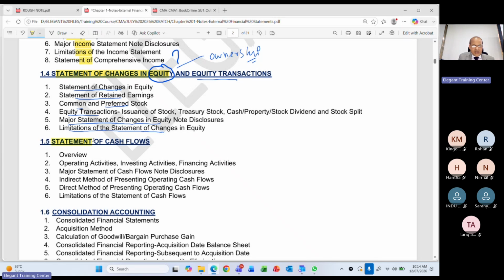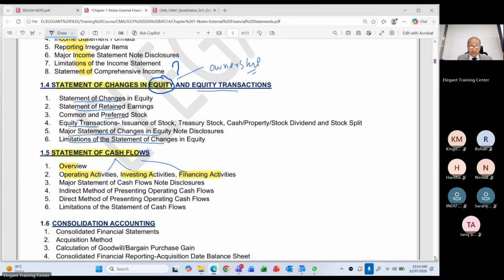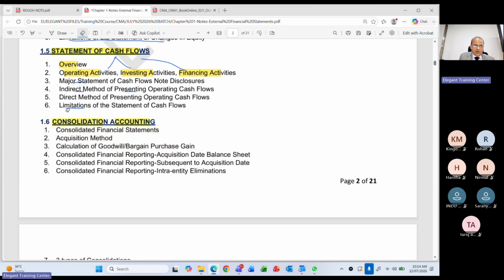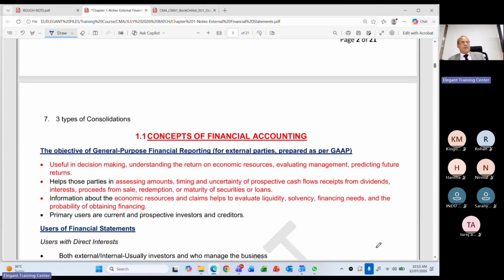Then we'll speak about statement of cash flows, overview, operating activities, investing and financing activities. There are 3 activities under cash flow. Next, we'll talk about disclosure, direct and indirect method, limitations. Then we'll talk about consolidation accounting. There is no consolidation of financials; this is only theory. Right? Next coming, so we'll start our chapter today.